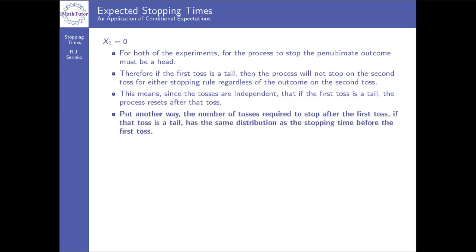Put another way, the number of tosses required to stop after the first toss, if that toss is a tail, has the same distribution as the stopping time before the first toss. Consequently, the expected value of t given x1 equals 0 equals 1 plus the expected value of t, and the expected value of S given x1 equals 0 is 1 plus the expected value of S. We list again what we've just shown.